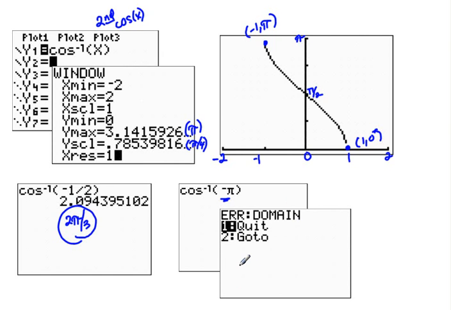So that concludes how to graph the inverse cosine and to evaluate that function. If you have any questions, please contact me.